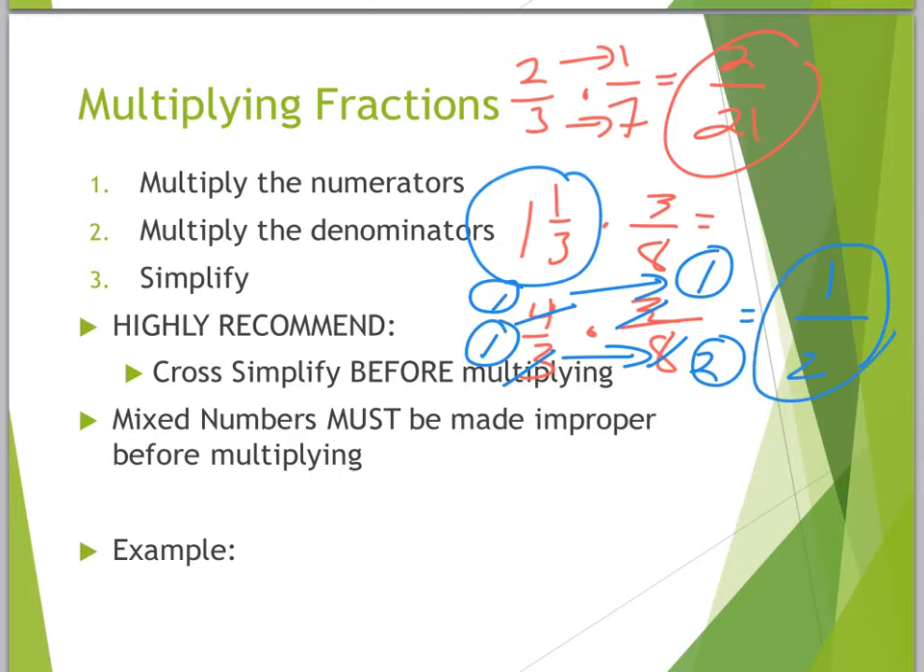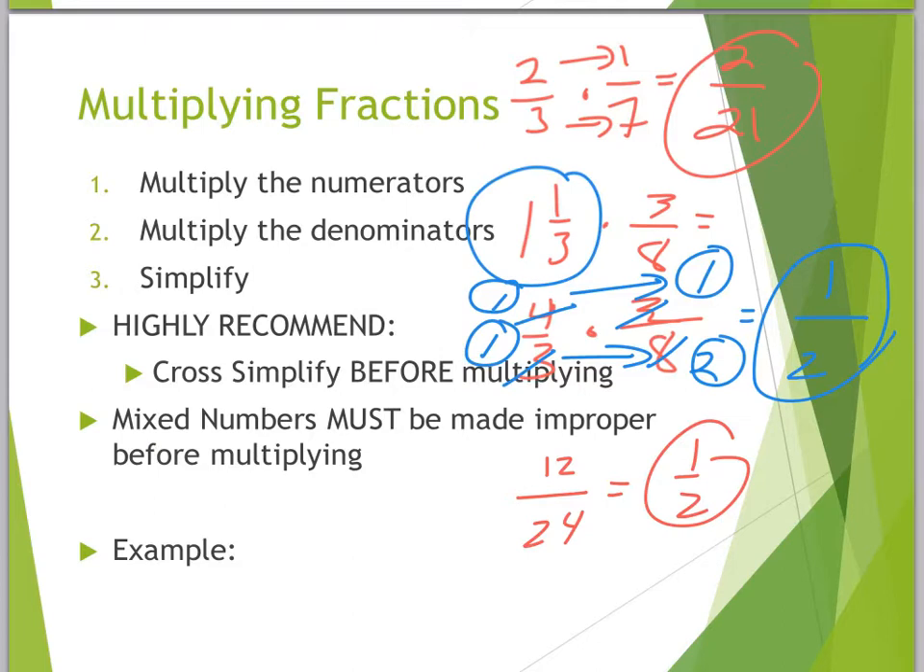Now let's say you didn't do that, right? Let's say instead you did 4 times 3 to get your 12, and 3 times 8 to get 24. You could still reduce it afterwards to get 1/2. But again, I like that cross-canceling just because it kind of saves some work later on. So, alrighty. So there's that for you, along with examples.